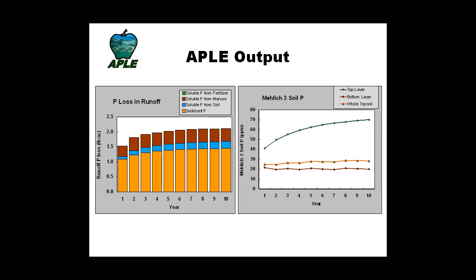Let's say you wanted to simulate a 1-inch layer in your soil and then 6 inches underneath. It'll show the changes in phosphorus in that 1-inch layer, in the 6-inch layer underneath, and then in that whole 7-inch layer integrated. So that's the kind of output we get.